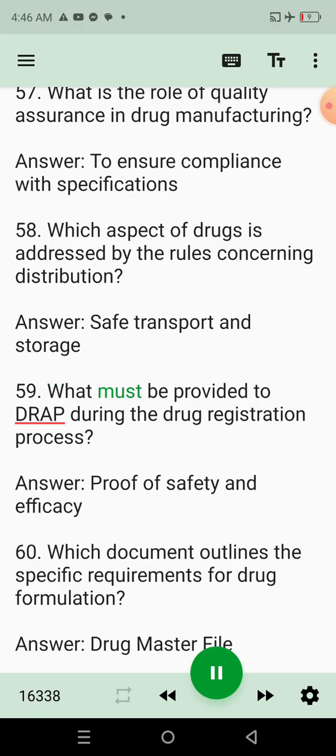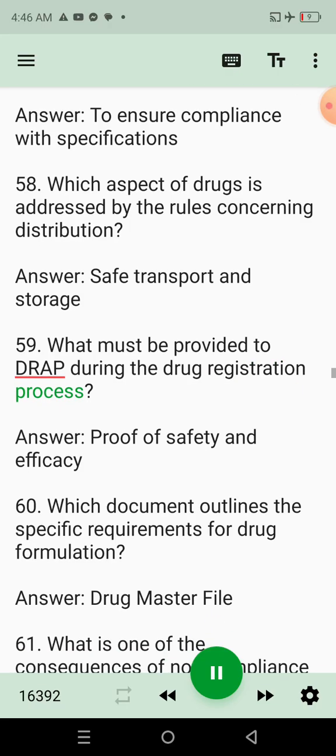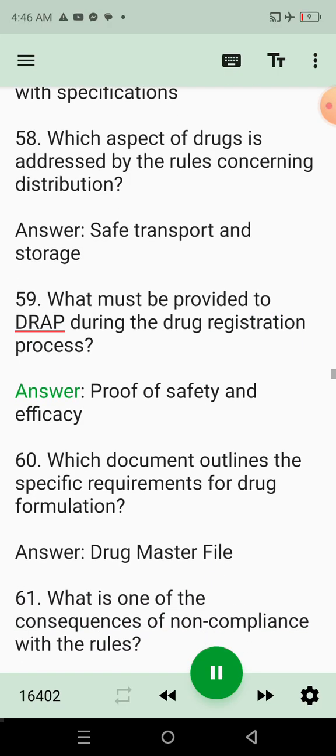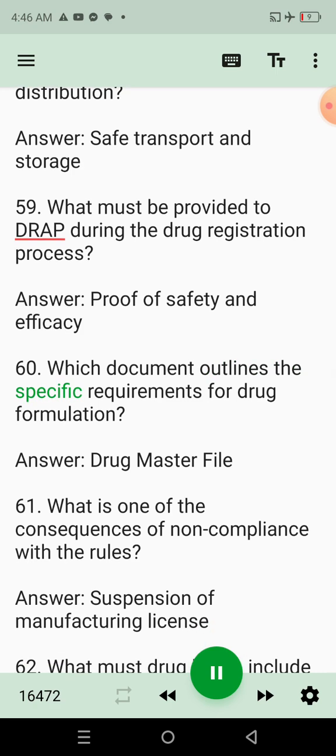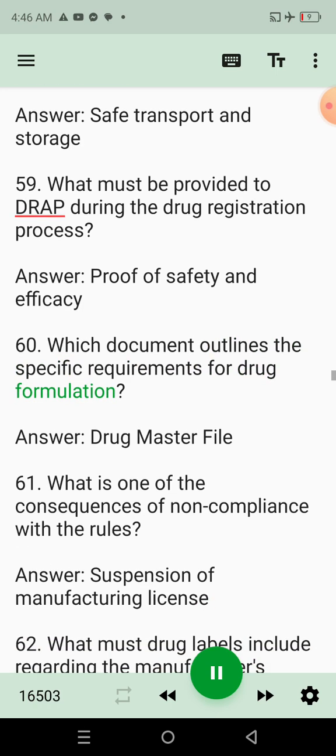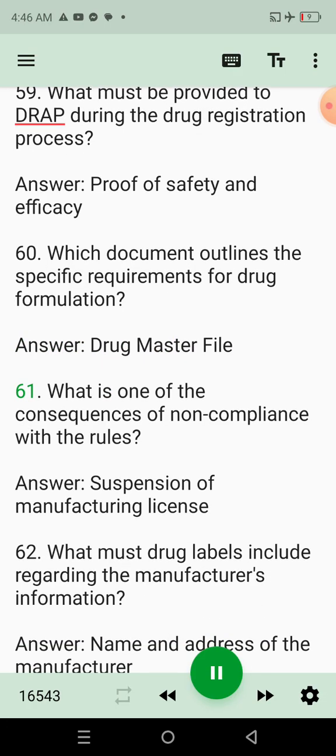59. What must be provided to DRAP during the drug registration process? Answer: Proof of safety and efficacy. 60. Which document outlines the specific requirements for drug formulation? Answer: Drug Master File. 61.